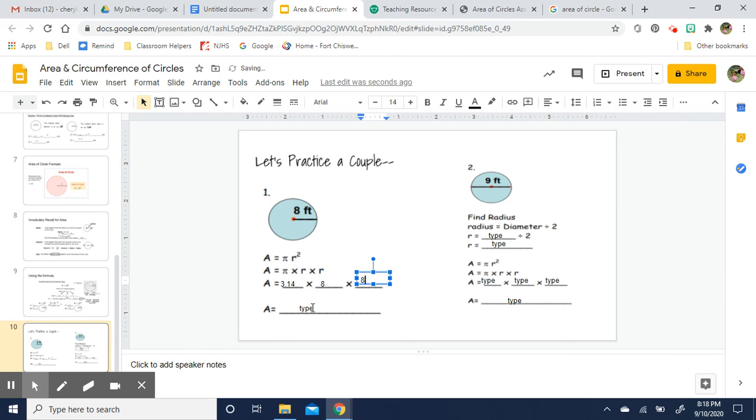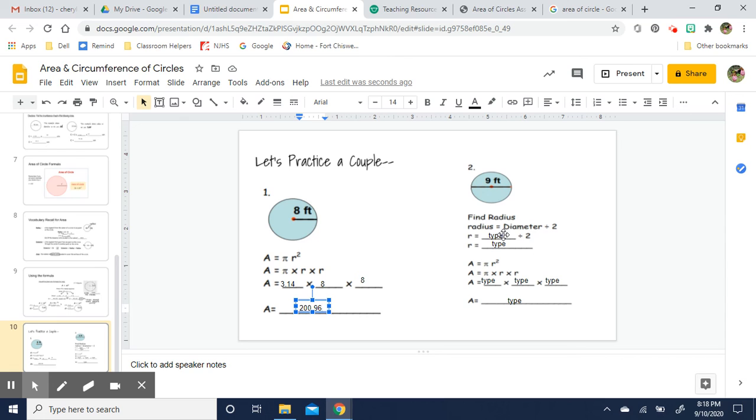Then on our calculator, we do 3.14 times 8 times 8. Hit your equal sign. You get 200.96. In number 2, they gave us the diameter.